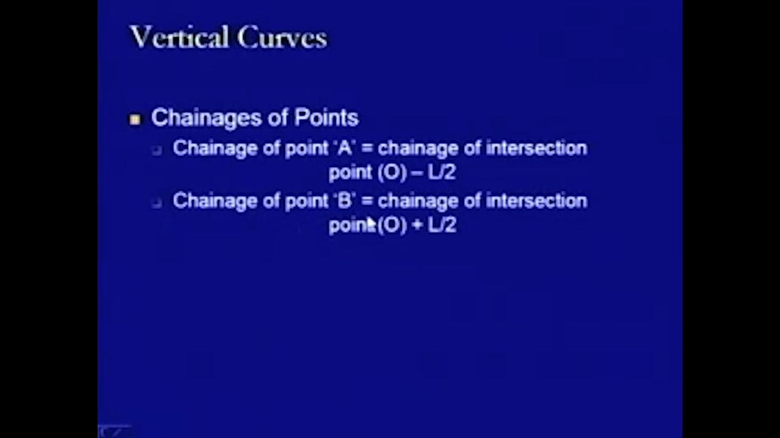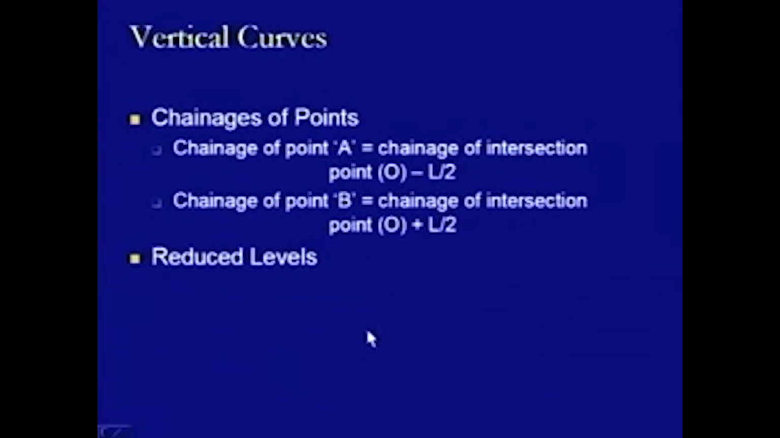Then the chainage of point B will be in the forward direction, and that is why it will be the chainage of the intersection point O plus L by 2. Chainage means the distance. So we are coming back in this direction to the point A from point O, but in the case of point B we are going forward, that is why here it is taken as negative and this is taken as positive.